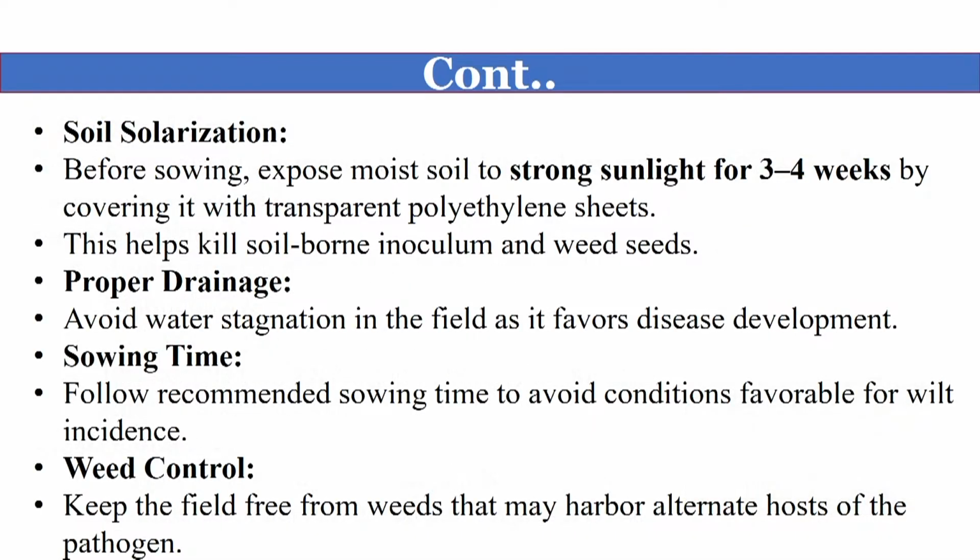And the next point is soil solarization. Before sowing, you have to expose moist soil to strong sunlight for 3 to 4 weeks by covering it with the help of transparent polythene sheets, so that the moisture stays there and the temperature below the polythene sheet rises, basically to more than 60 degrees centigrade, so that all pathogens get destroyed in the soil.